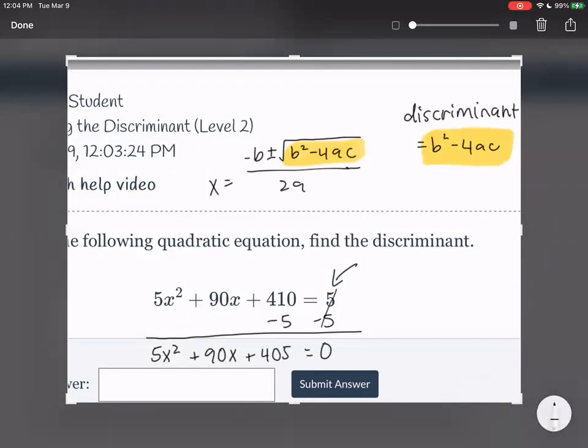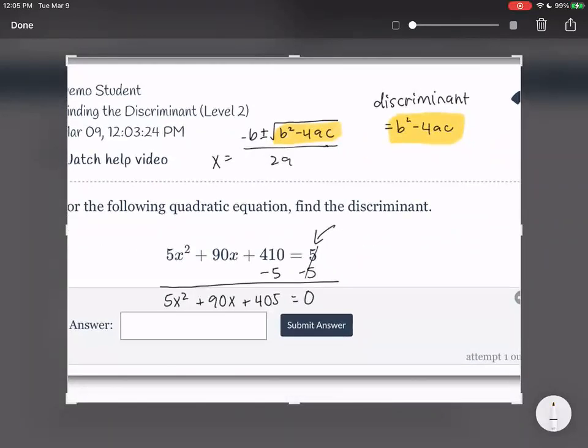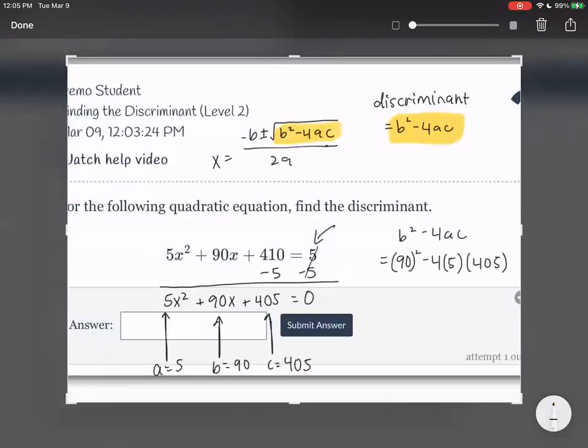Remember, to calculate this, we need to know what your A, B, and C are. A is 5, B is 90, C is 405. So b squared minus 4ac, let's plug it in. 90 squared minus 4 times 5 times 405. So let's literally calculate it. 90 squared is our b squared, minus 4 times 5 times 405. And then you just plug it into a calculator.